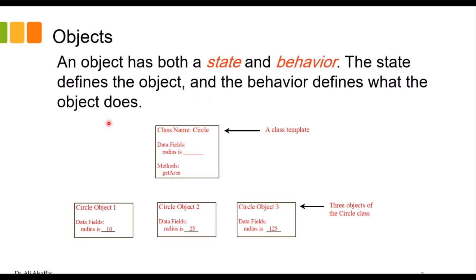This is how we look into classes and objects. When you define a class, it is like a template. It's an empty class. The data inside is called a data field, and for the class we have only one data field, which is radius, and we have a method called getArea that will give you the area of the circle. Here we are creating 3 objects from this class, so 3 variables. The first circle is called object1, and the radius inside is 10. The second one is called object2, and the radius is 25, and the third one is called object3, and the data inside is radius 125.